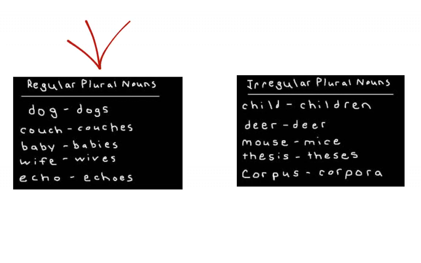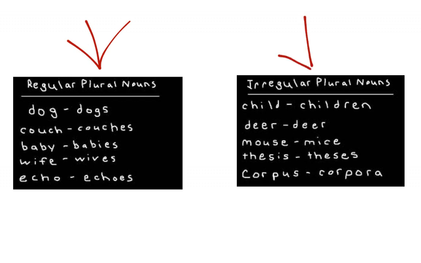So here's some regular plurals. Dog becomes dogs, couch becomes couches, baby becomes babies, wife becomes wives, and echo becomes echoes. So for the most part, we add an S. Other times we add ES, or like in the case of wife, we change the F to a V and add an S as well, and change Y to I and add ES. Those are some rules that we know in English.